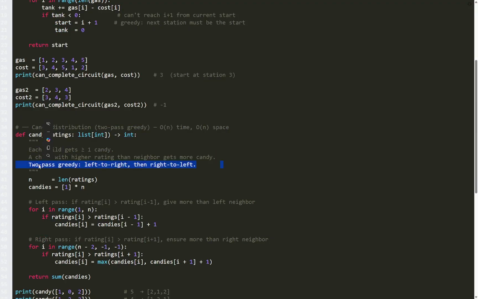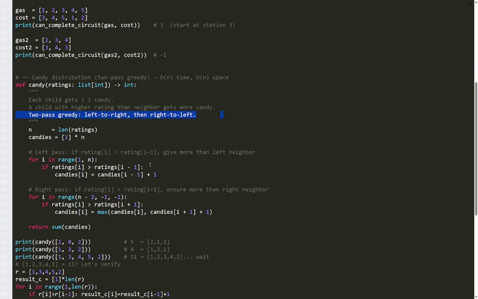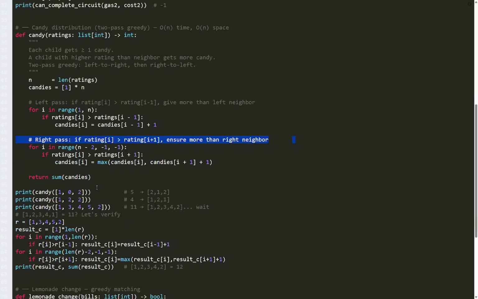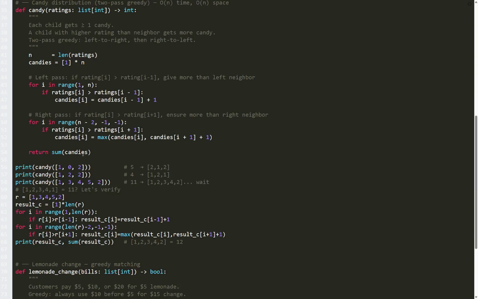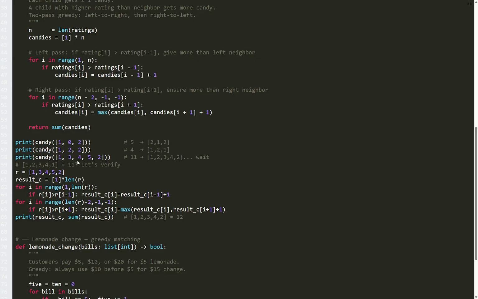A single left-to-right pass handles the left neighbor constraint. If ratings[i] is greater than ratings[i-1], give 1 more than the left child. A single right-to-left pass handles the right neighbor constraint. If ratings[i] is greater than ratings[i+1], ensure more than the right child, taking the max. Sum the result.